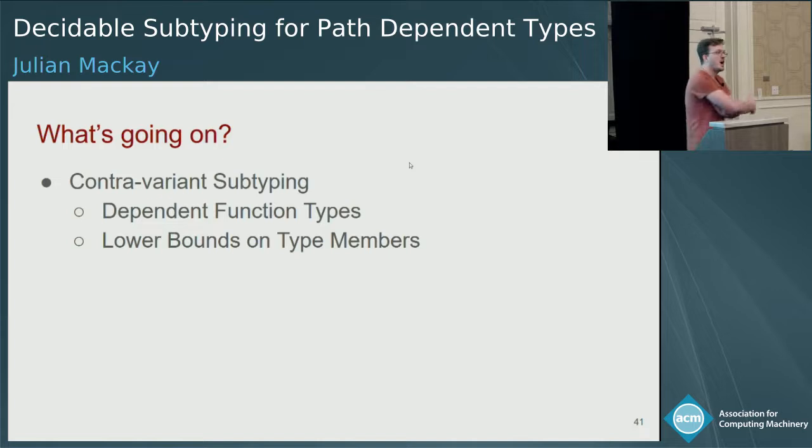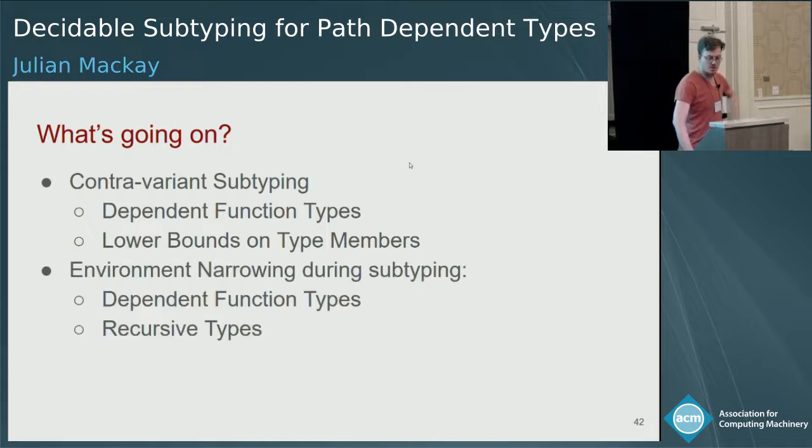So first off, contravariant subtyping is kind of one of the central culprits. And where does it crop up? Well, it crops up in dependent function types. And so these are your parameter types when you do subtyping between dependent function types, and on the lower bounds of type members. But also environment narrowing.